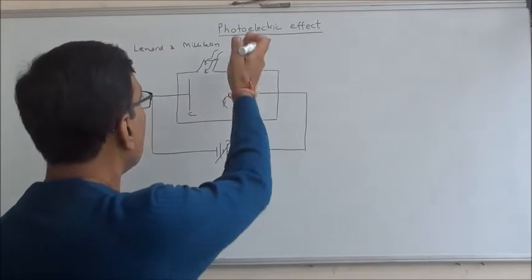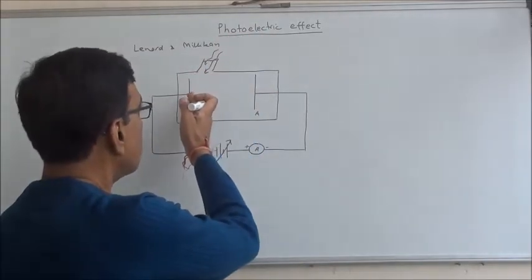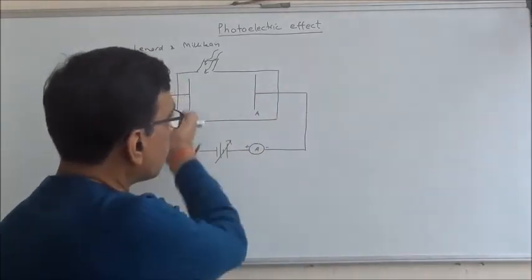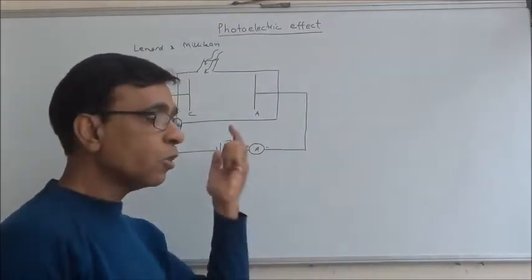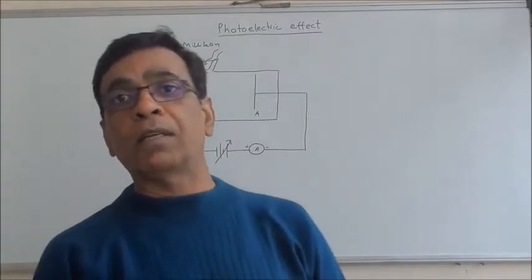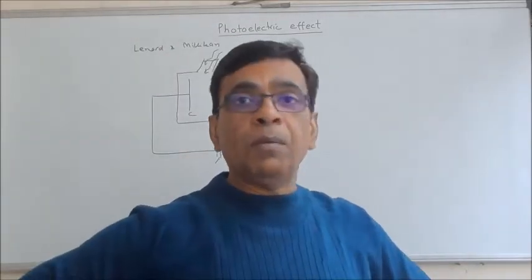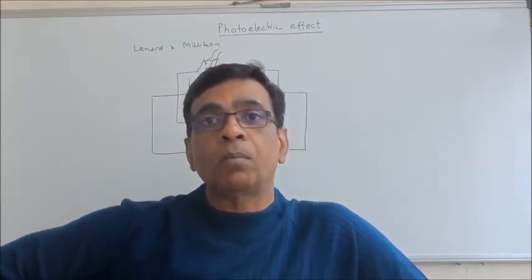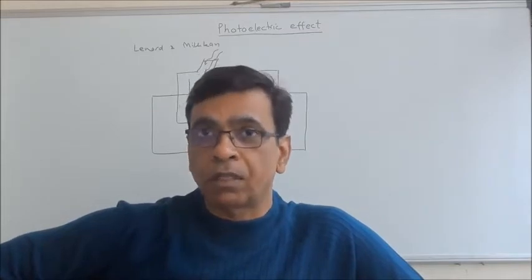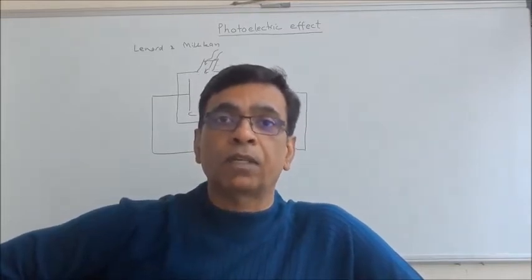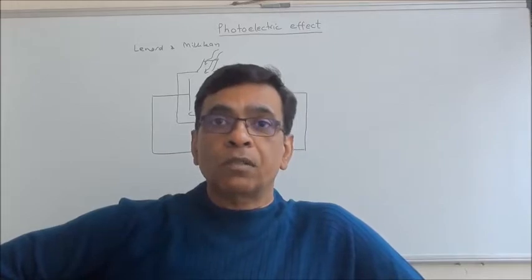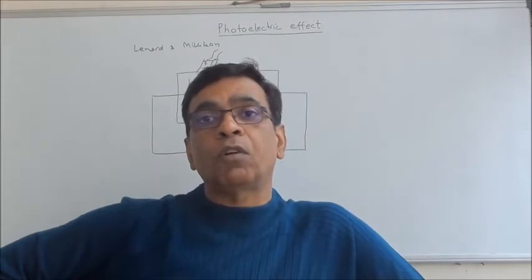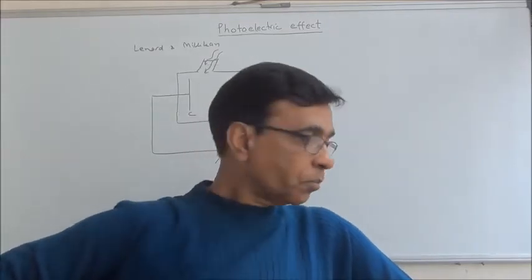So what might be happening? When the radiations are falling on the plate, electrons are emitted, those electrons are captured by this plate, and the electrons start flowing in this circuit. So this effect is called photoelectric effect: emission of electrons from a surface when radiations of appropriate frequency fall onto it. The electrons which are emitted we call photoelectrons, and the current that flows we call photoelectric current.